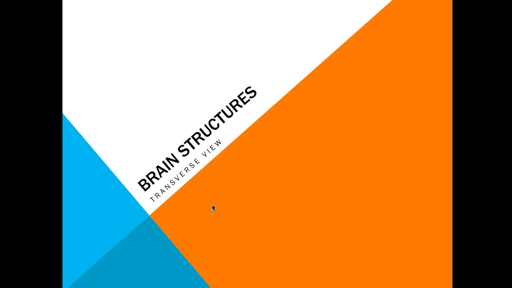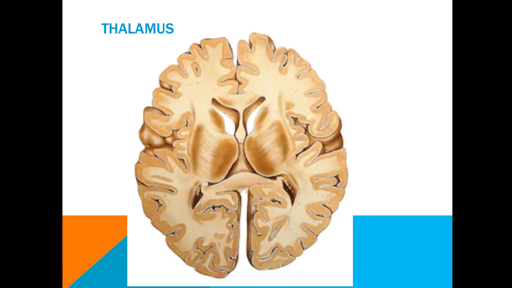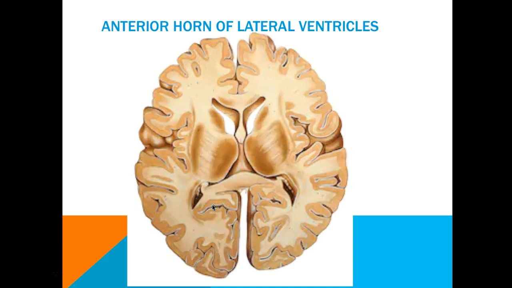Next, let's look at some brain structures in a transverse cross-section of the brain. So we have sliced the brain in the transverse plane, and the first structure that we could see here is your thalamus. So notice how it is located more toward the mid-sagittal plane here. And we do see that it is gray, and that is because we are going to find many nuclei within the thalamus. Next, we have your anterior horn of the lateral ventricles.